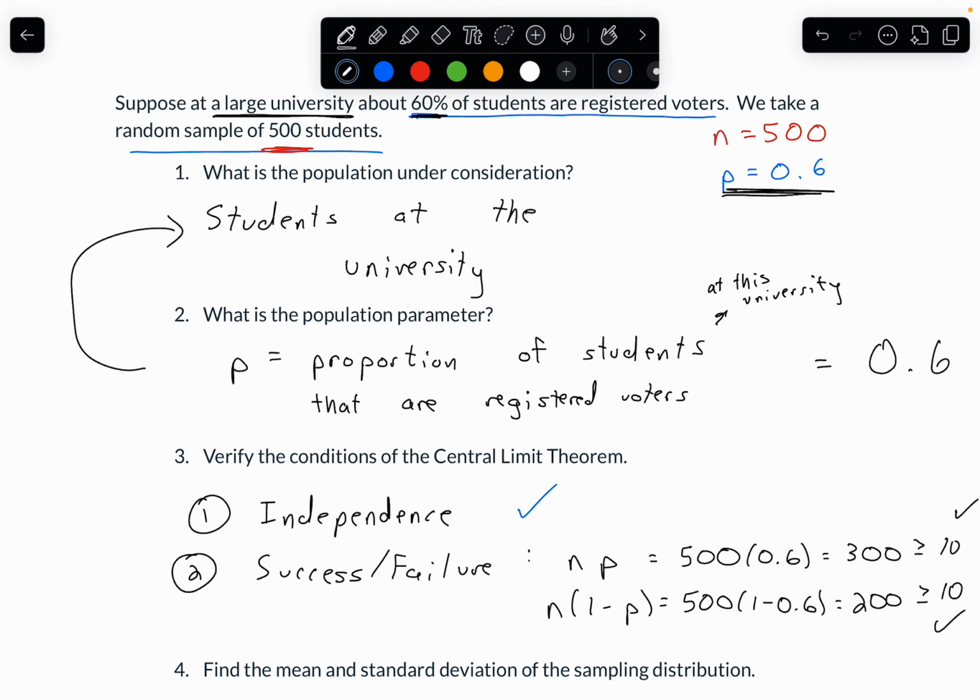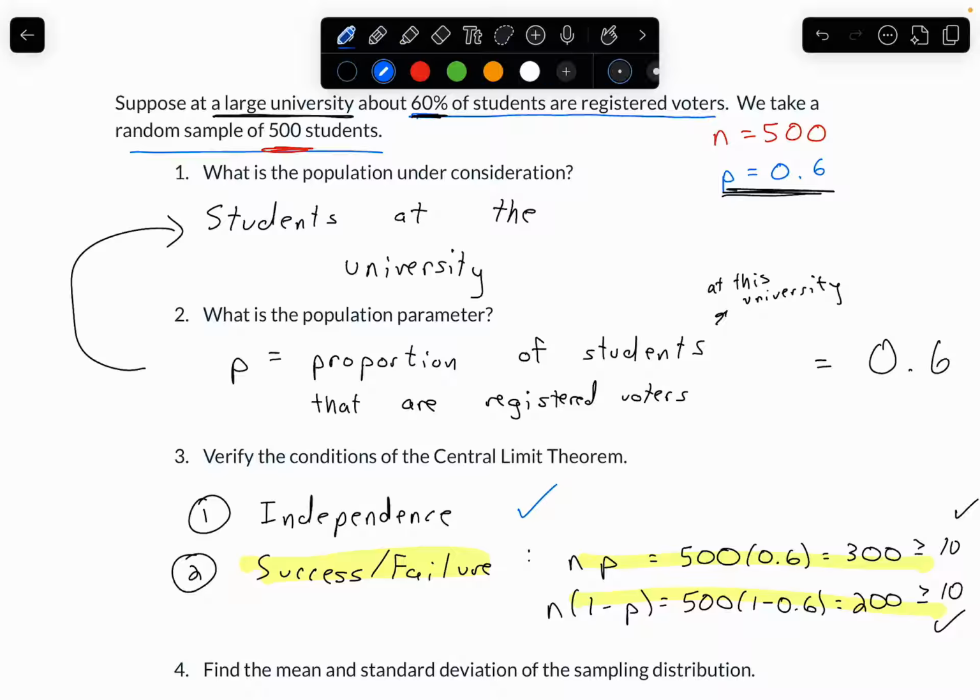So that is something that we can usually show in this case. Independence is very, very difficult for us to show, but we can show the success-failure condition. And if I ask you to verify a condition, usually it's going to be this success-failure condition. So that's something that you're going to want to be comfortable with.